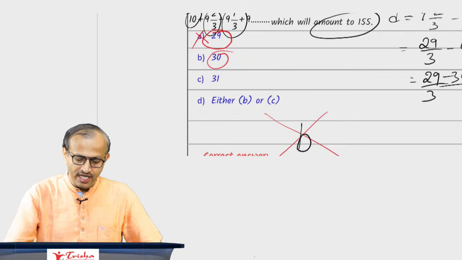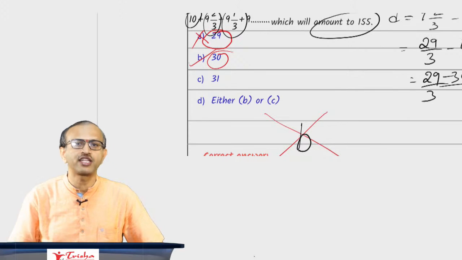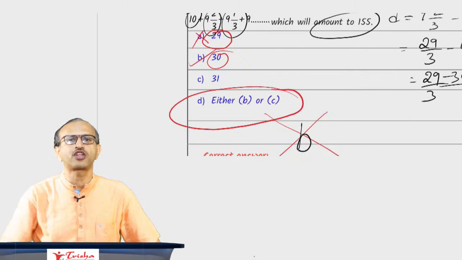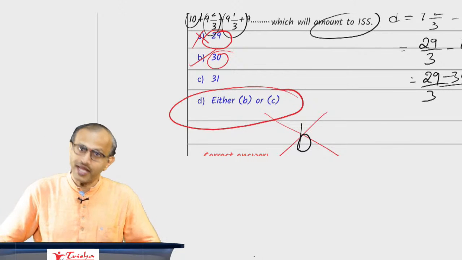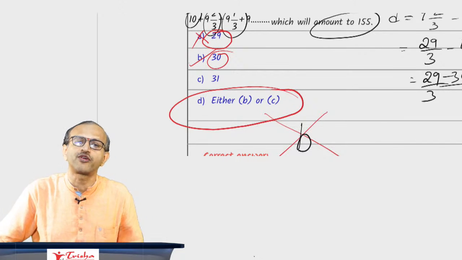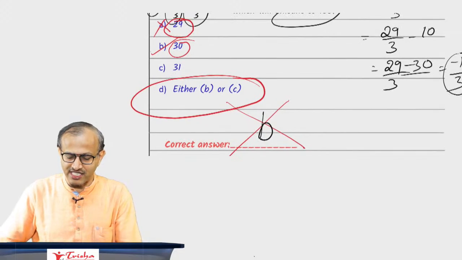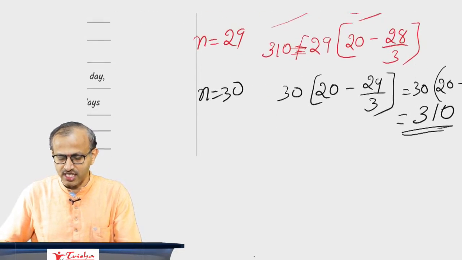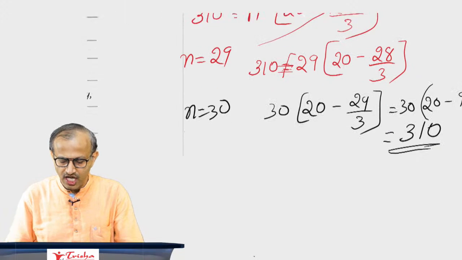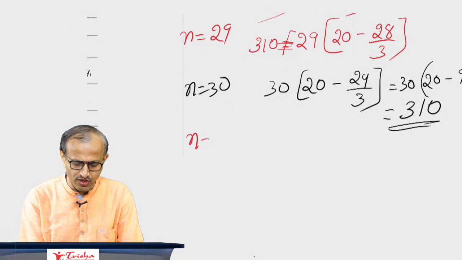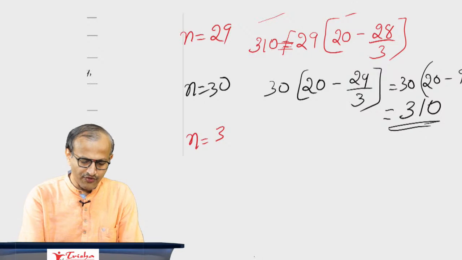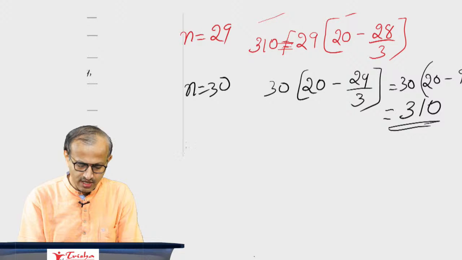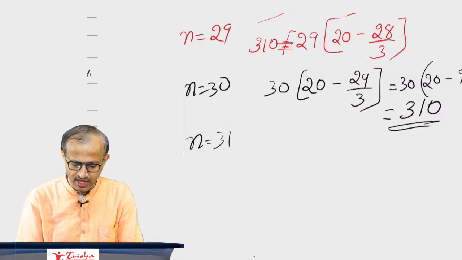What happened here? Here you tried with the 30, you got the answer, you are happy, but you did not analyze that there is a fourth answer, B or C. B is correct. There could be C also. We don't know. Shall we all try that C also? C says 31. All of you try for n is equal to 31. Quick. N is equal to 31.